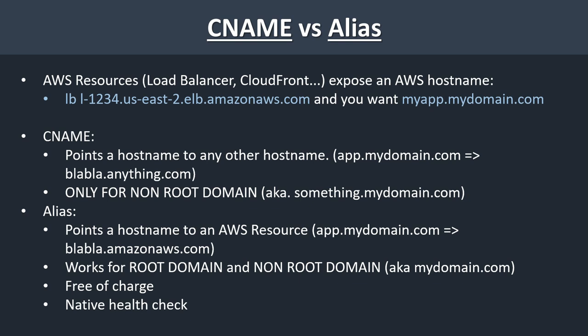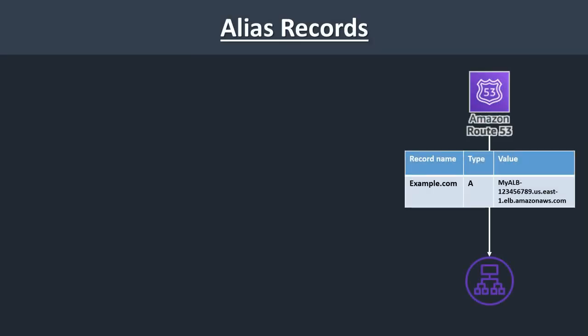On top of it, alias is very good because it is free of charge, and it has a native health check capacity within it. Okay, so if we look at these alias records in detail, they are only mapped to resources in AWS.